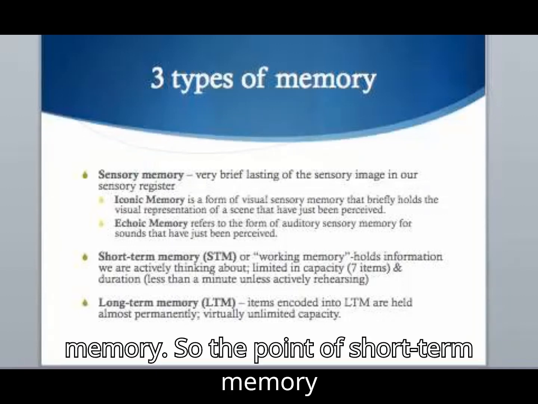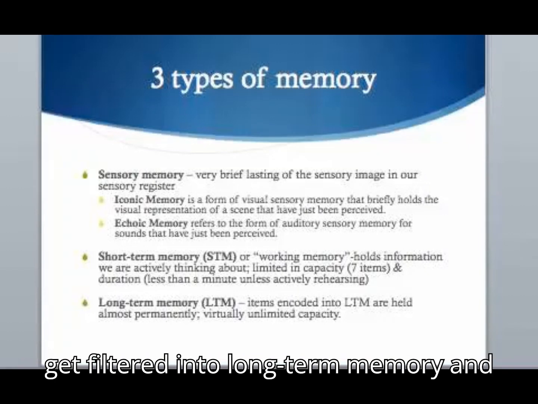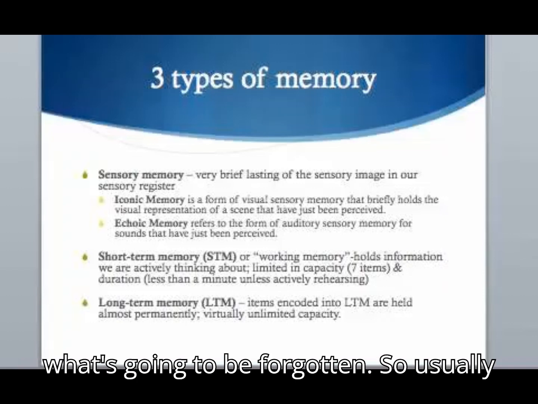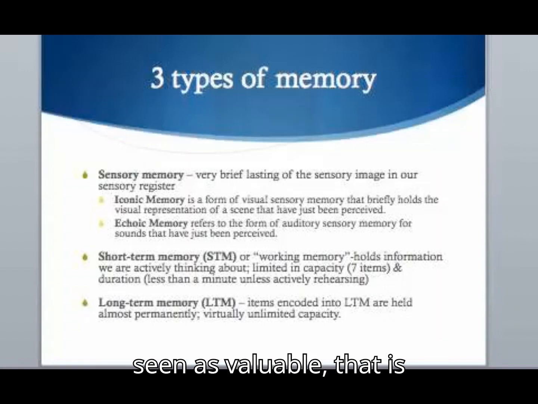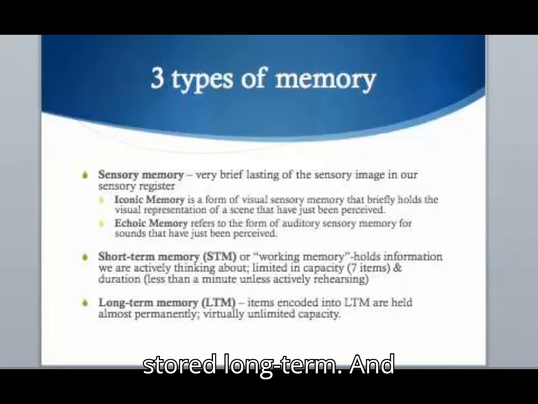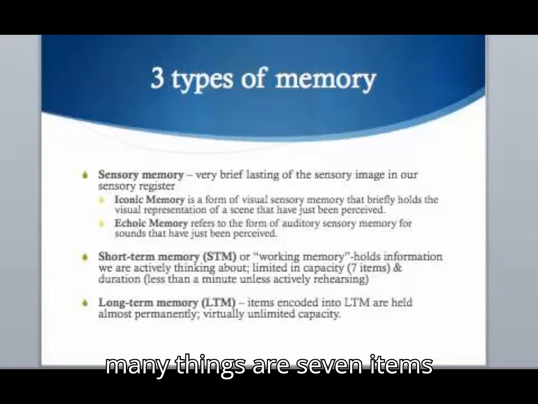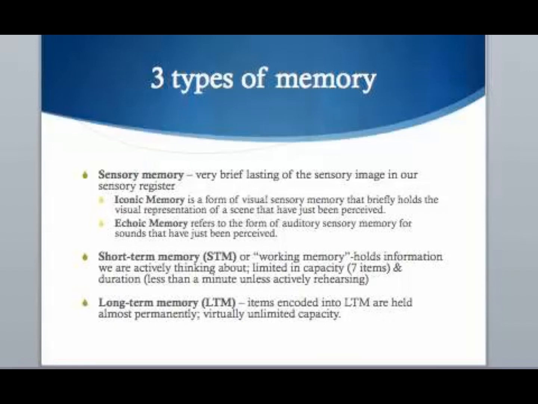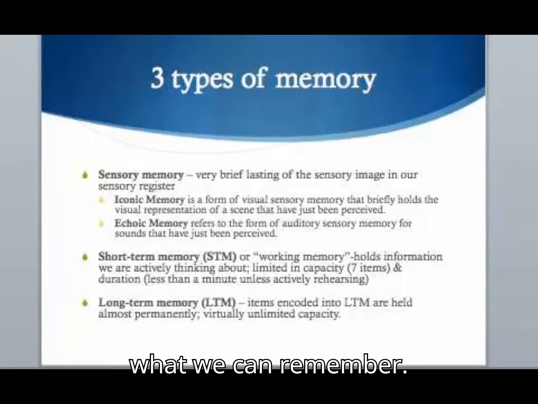So the point of short-term memory is kind of like a middle-of-the-ground holding tank for what's going to get filtered into long-term memory and what's going to be forgotten. So usually it's the stuff that is rehearsed. It's the stuff that is encoded and is seen as valuable that is stored long-term. And when we think about the limited capacity of short-term memory, think about how many things are 7 items in capacity. A phone number is a perfect example of this. It tends to be 7 items because that is the limit of what we can remember.